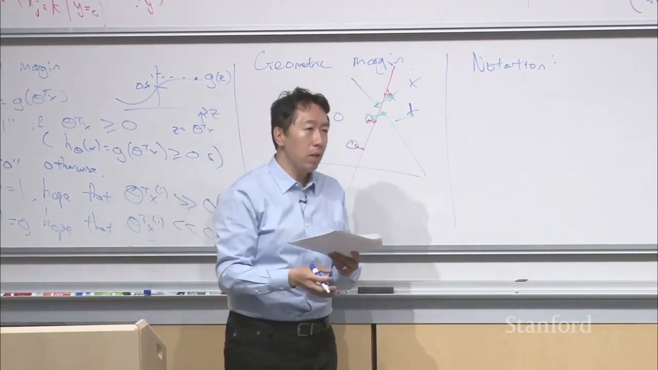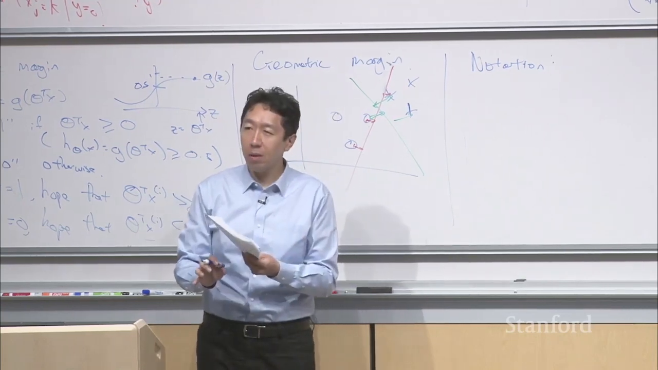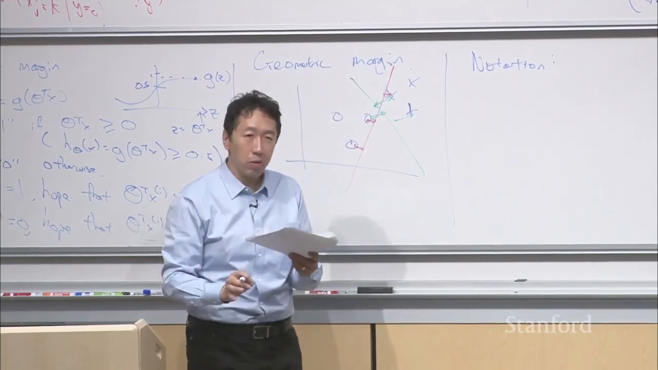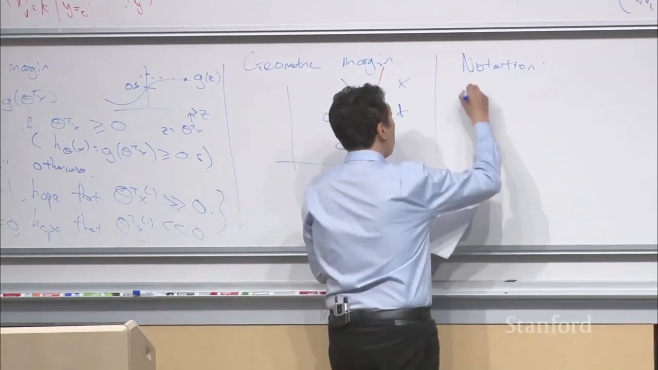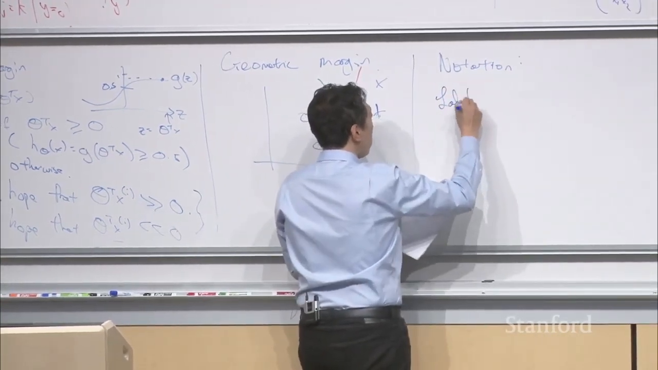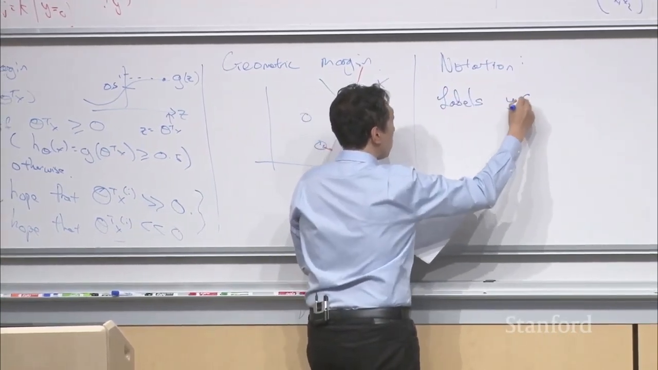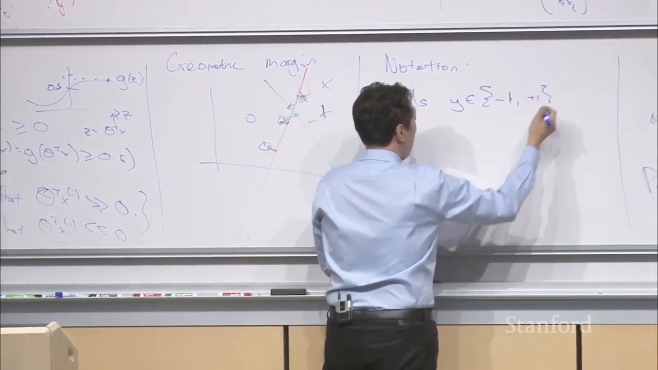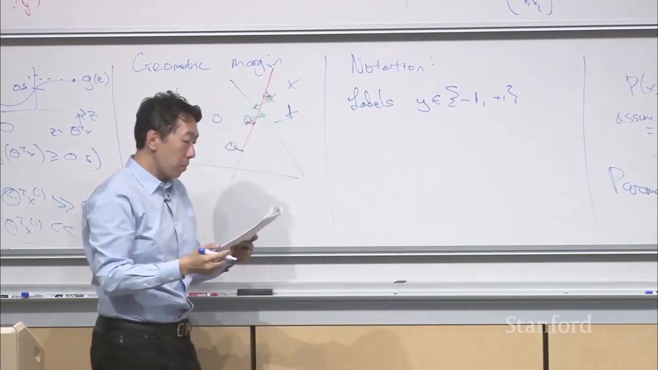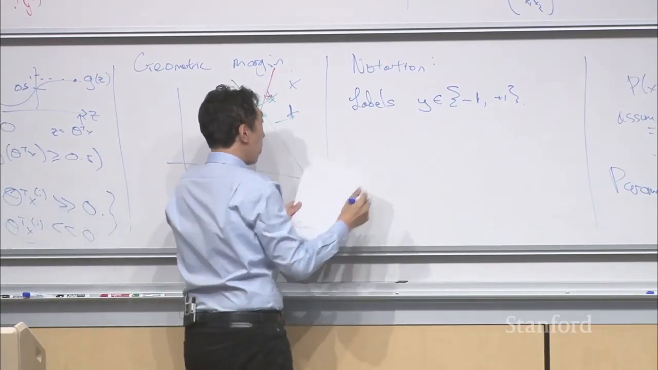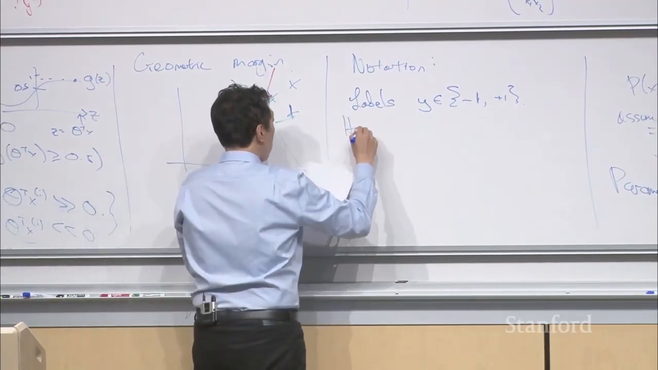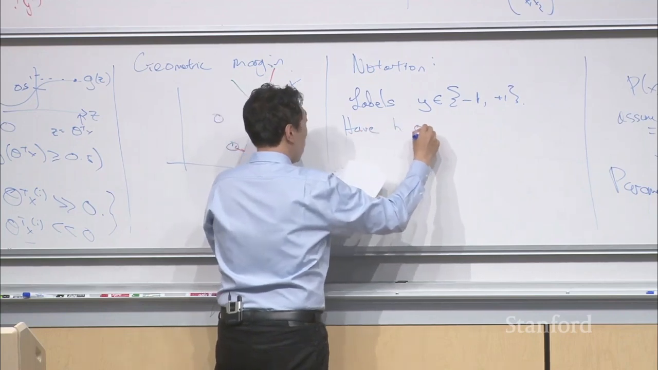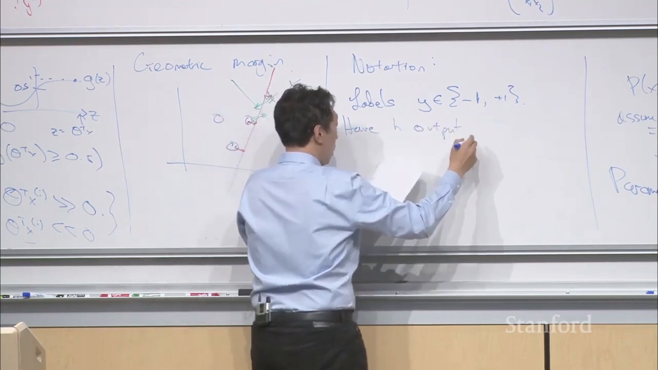Because these algorithms have different properties, using slightly different notation to describe them makes some of the math a little bit easier. So when developing SVMs, we're going to use -1 and +1 to denote the class labels.